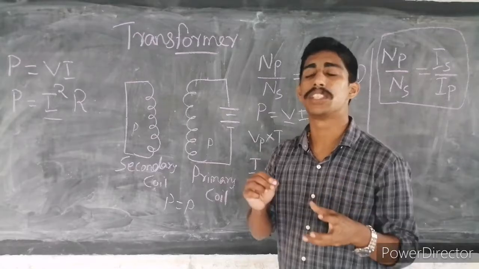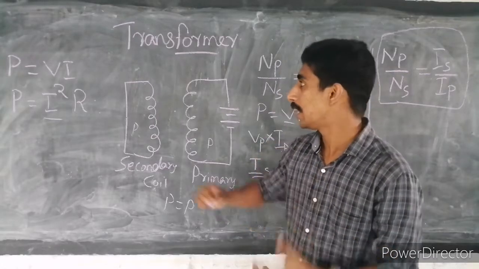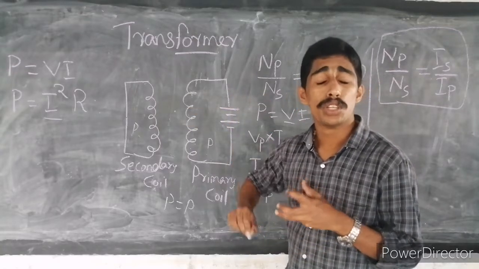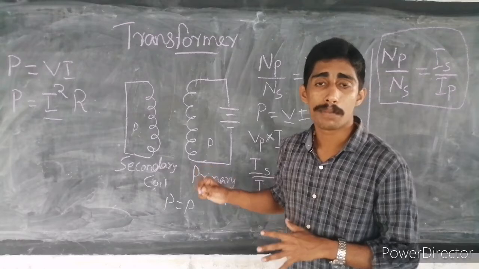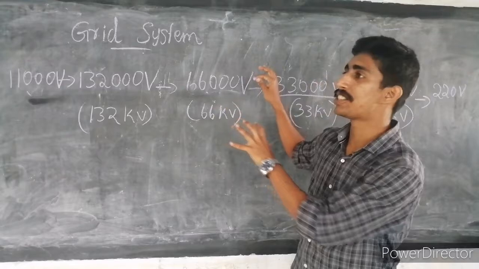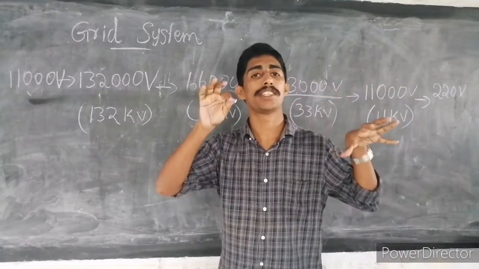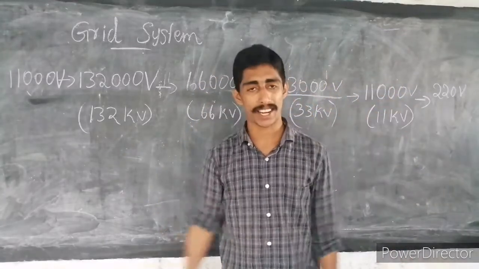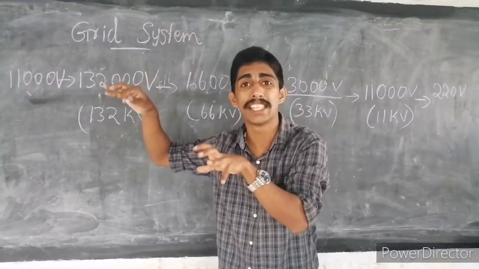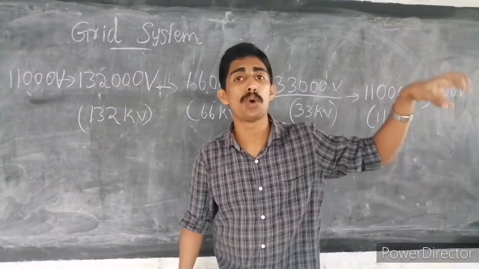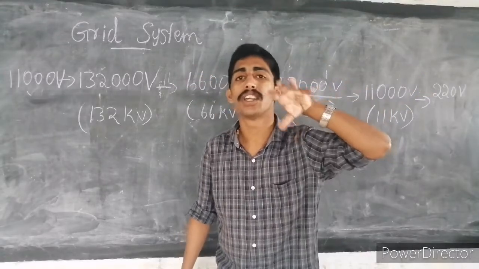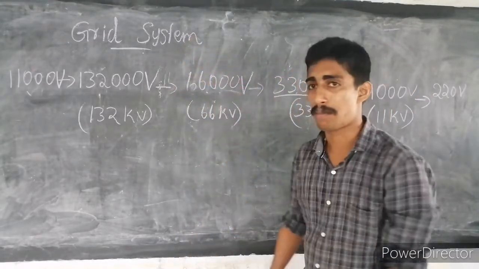Just revise once again. A transformer is used to reduce the loss of power. Then next we are going to study the grid system. The grid system includes the electric lines from where the electricity is produced to our electric appliances, that means up to our switchboard. This full system is known as the grid system.